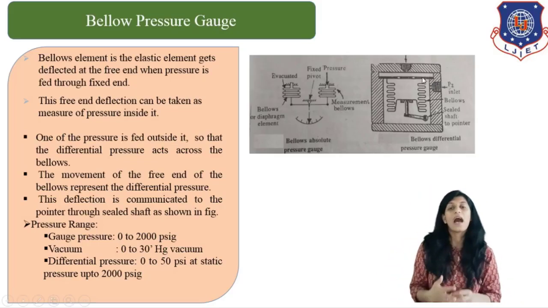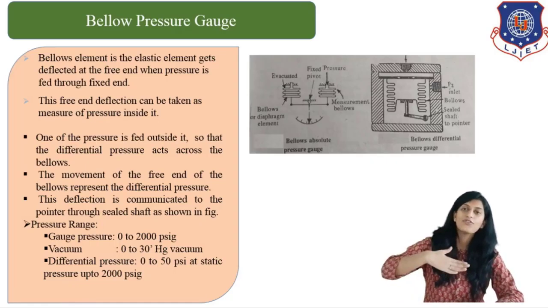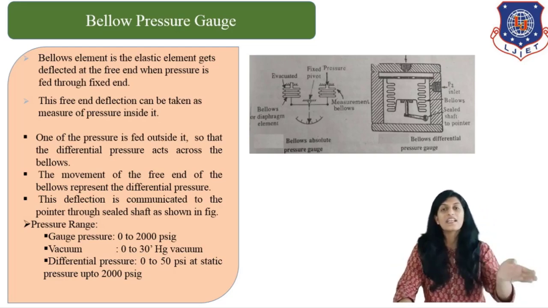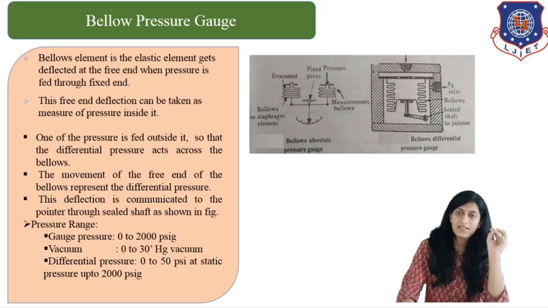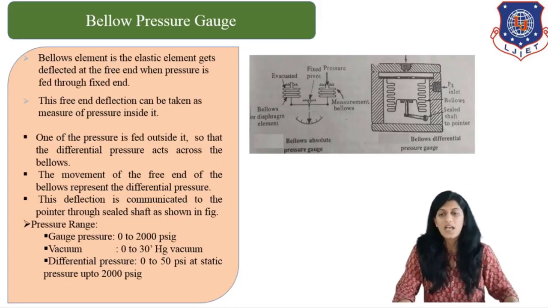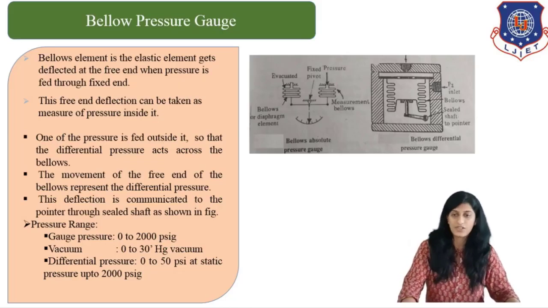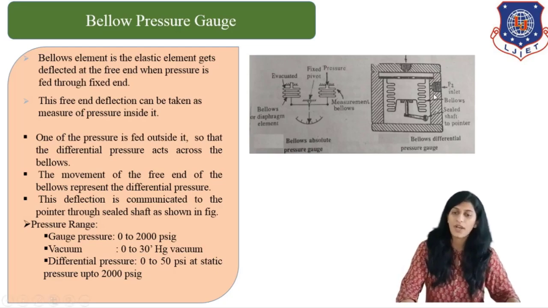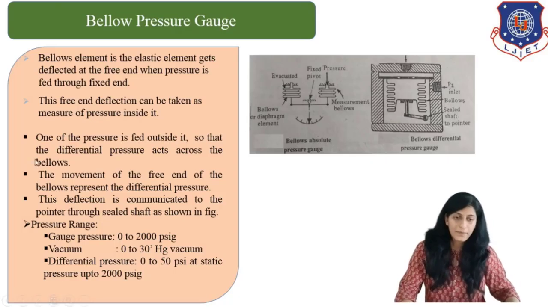So, both of them are calibrated in such a way that the movement of the pointer will directly give you the differential pressure, or will directly show you the pressure exerted or undergone by the system. The movement of the free end of the bellows is basically represented by the differential pressure. This deflection is communicated to the pointer, and that is shown on the pointer scale of the equipment.